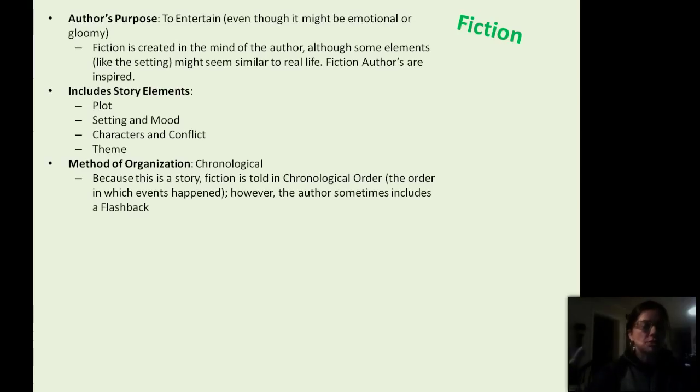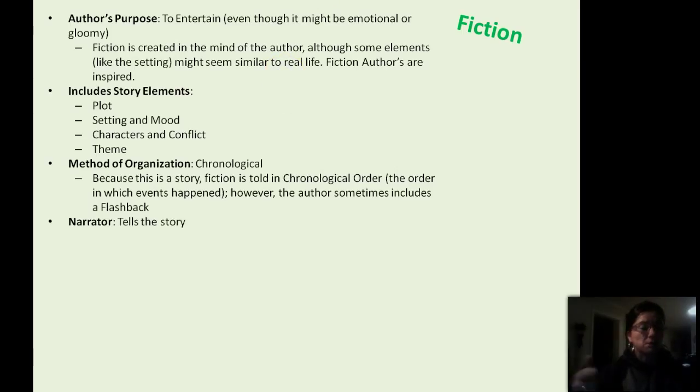The fictional stories are going to be organized chronologically because they're stories, which means they're going to be told in the order that they happen. Now, sometimes the author is going to include a flashback, and that's because we need information from a prior time period in order to understand what's going on right now, but it's still really told in the order in which it happened, or chronological order.